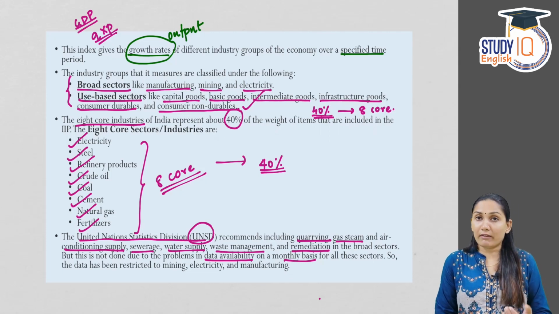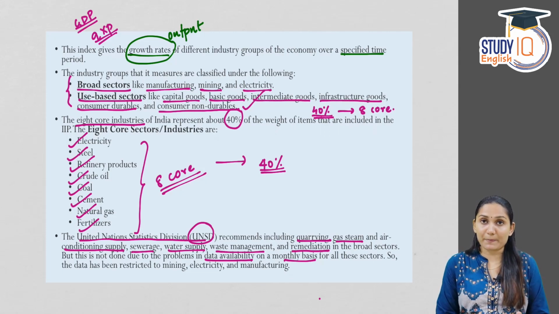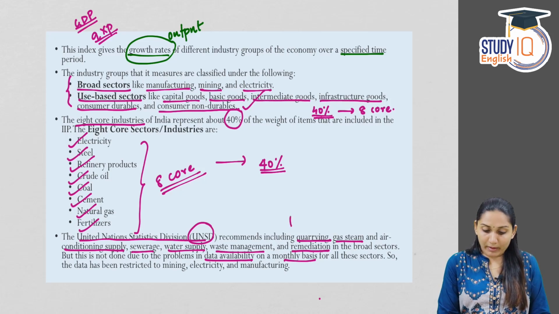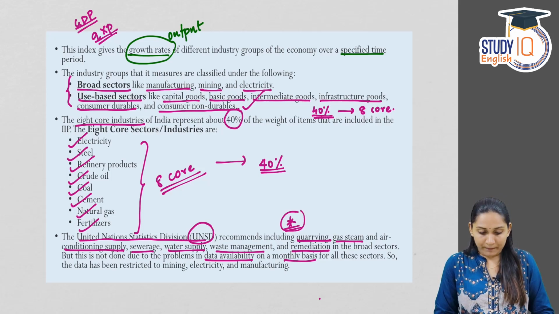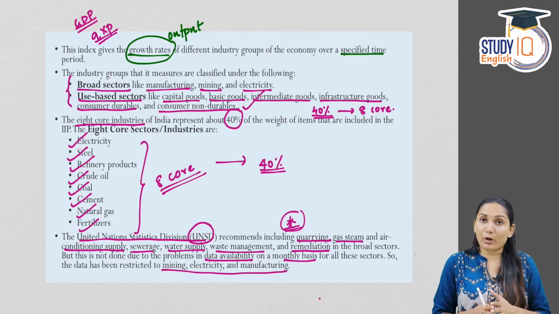So data is not available on a monthly basis for all these subsectors. That's why it is not included under the IIP. And you have to remember that these things are not included in IIP even though a recommendation has been made by the United Nations. So that's why mining, electricity and manufacturing are the three broad sectors covered under the IIP.